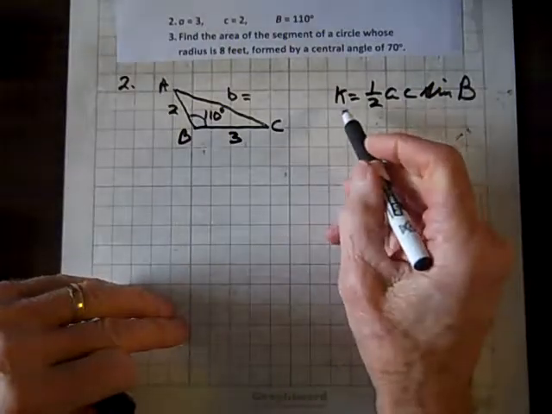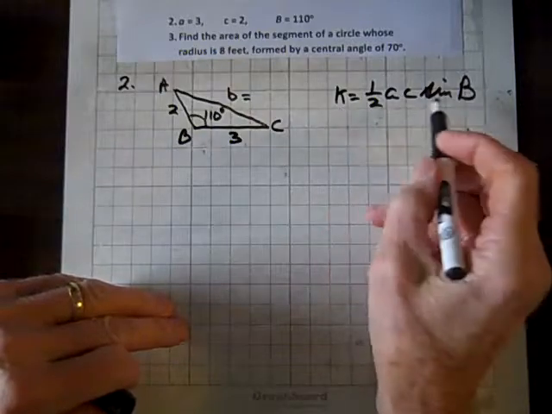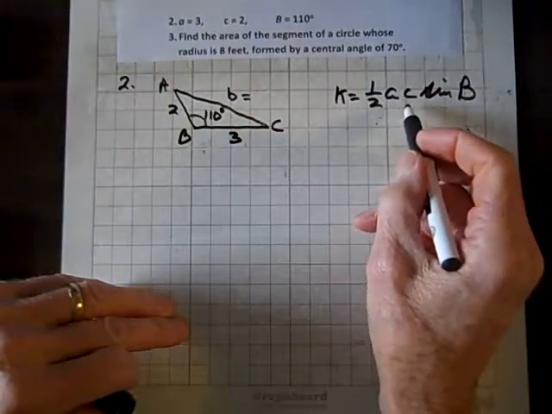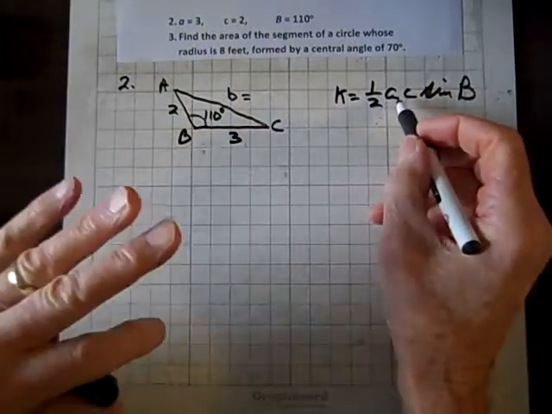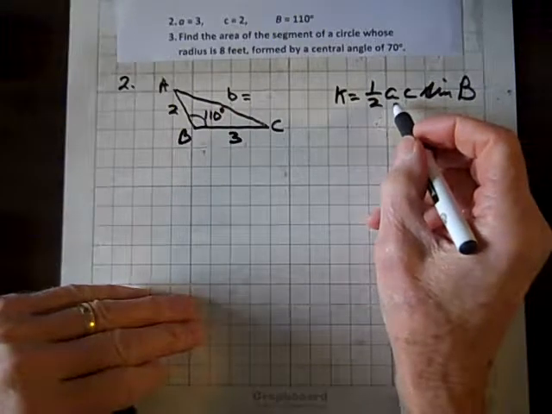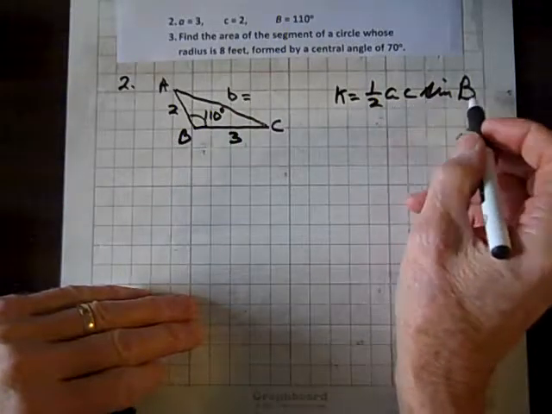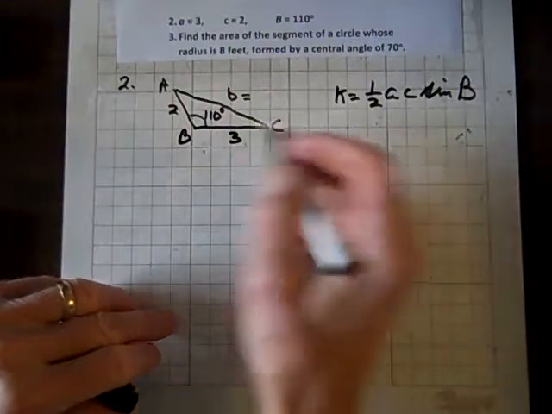Well, now we're doing question 2 on the review for section 7.4. And here's the formula we're using. K equals 1/2 the product of the two sides of a triangle times the sine of the included angle.